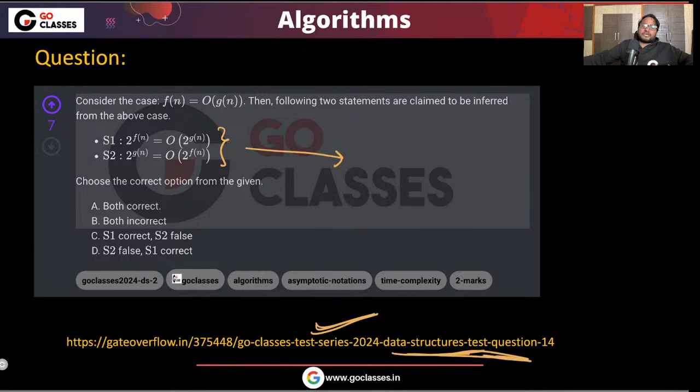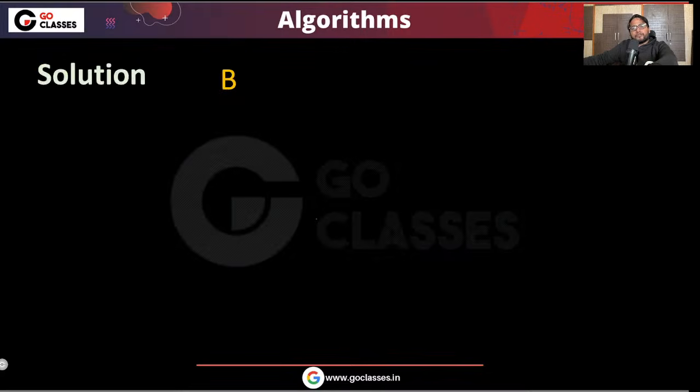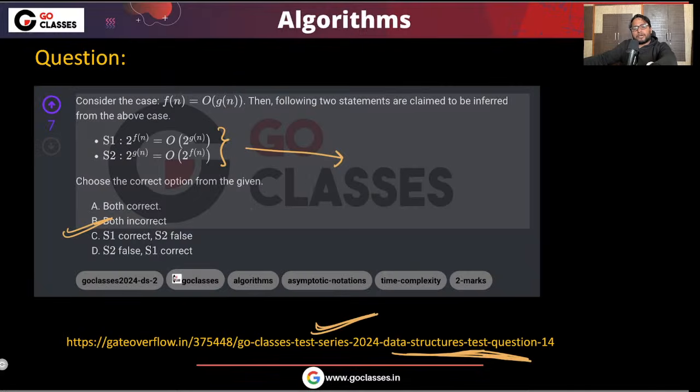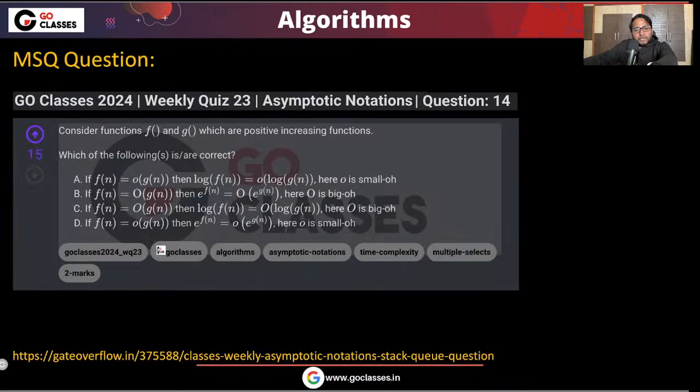Okay, data structure test question. So both are incorrect. We can't say anything, right? Both are incorrect. Hope you understood. Okay. So the solution is B, basically. B means both are incorrect. Now let's just answer this.